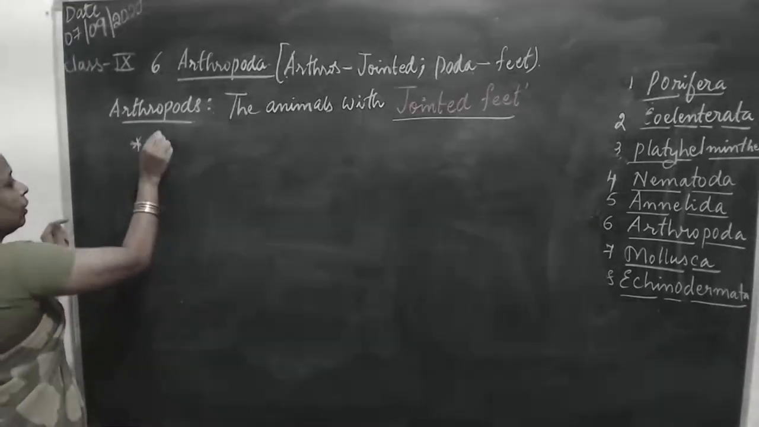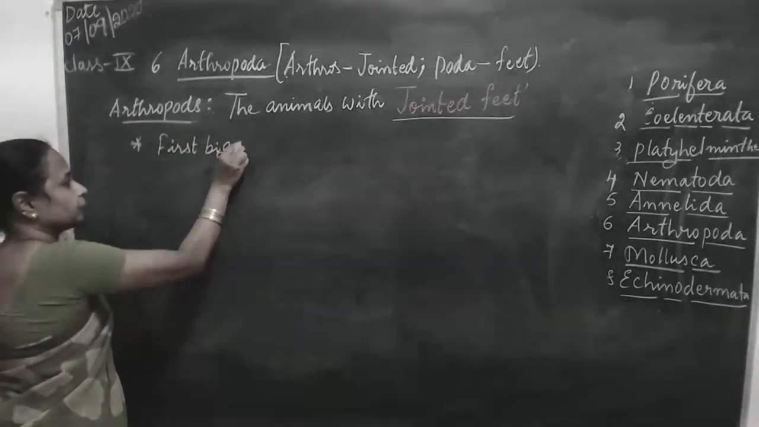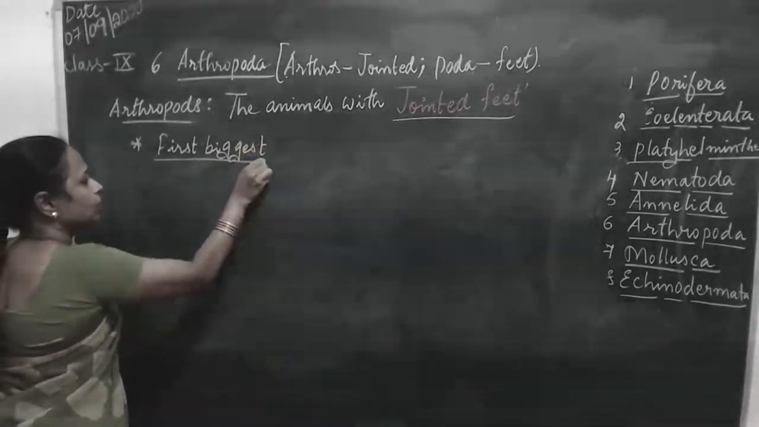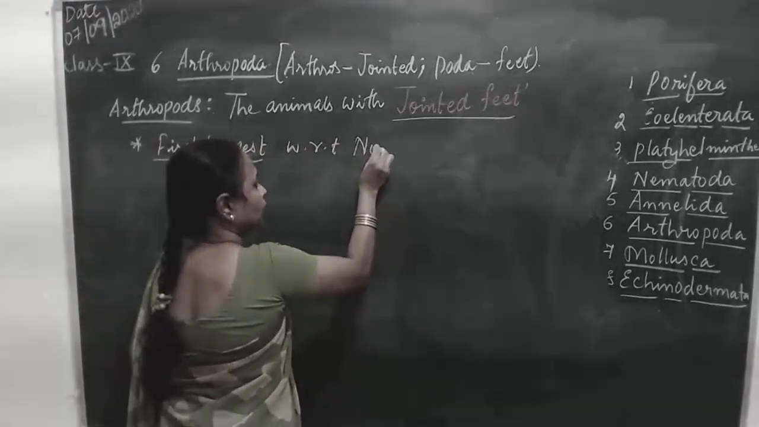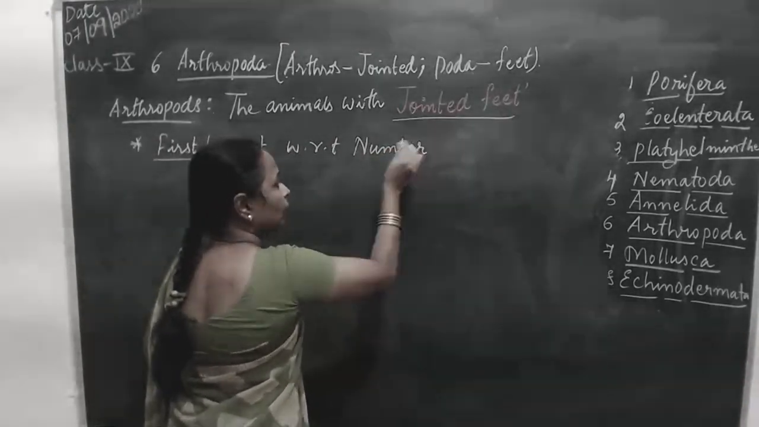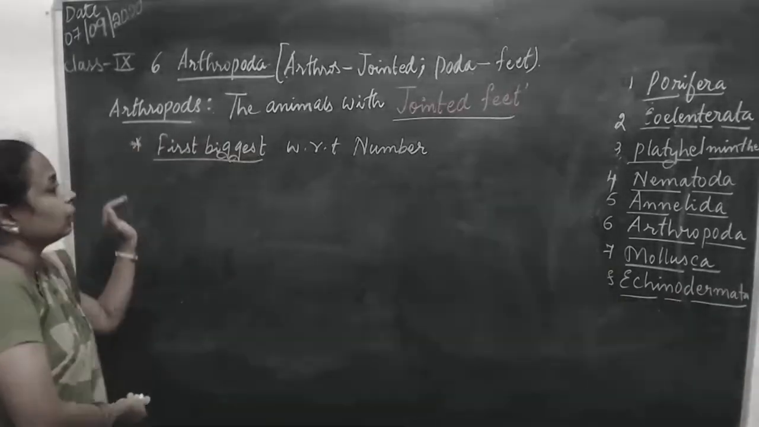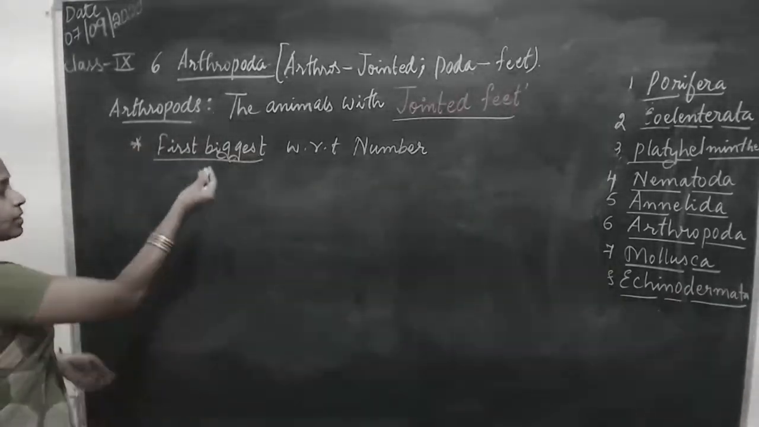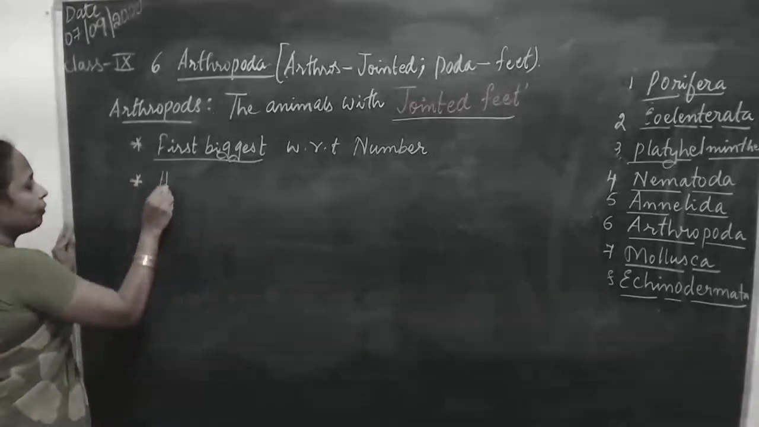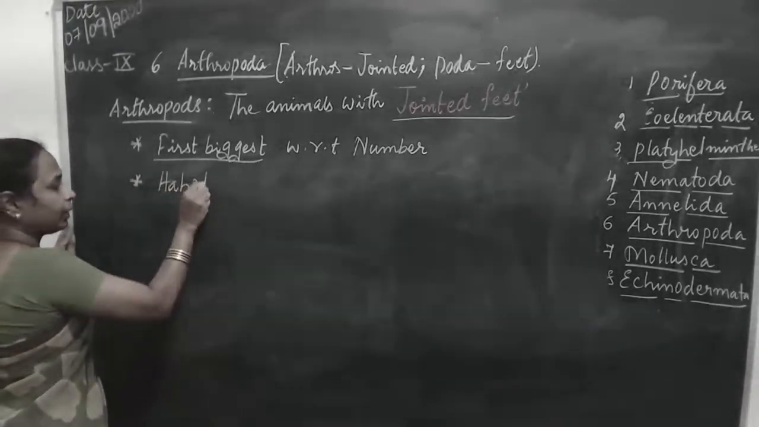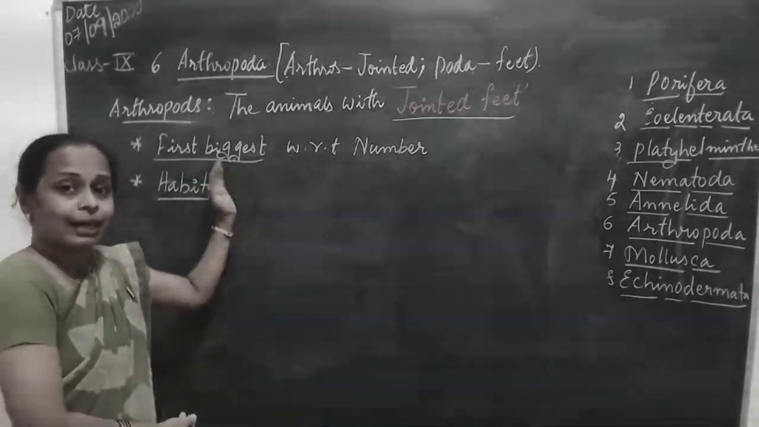Then, this is the first biggest phylum with respect to number. If I count the number of organisms on the earth's crust, then among the invertebrates, this is going to take the first position. So, first biggest with respect to number you can tell. Then they are capable of adjusting to all types of habitat. This is one of the reasons why their number is considered the highest.